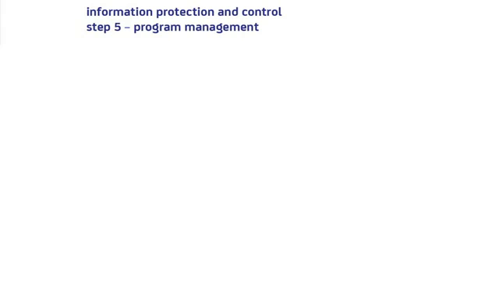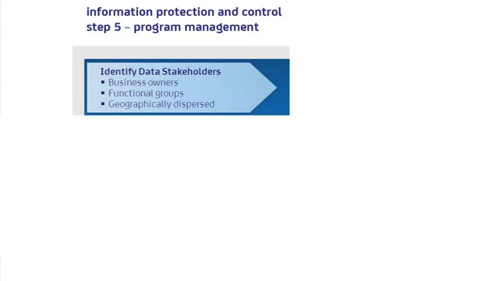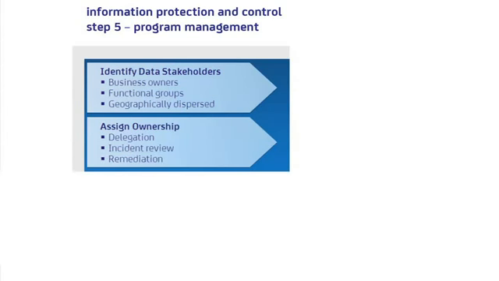In order to enable an effective information protection and control program, the following are key areas that must be taken into account. The first step is to identify key stakeholders that will play a part in your information protection and control program. They could be business owners across compliance, legal, finance, or security. They could be functional groups across different lines of business, or geographically dispersed players that must be tied in. The next step is assigning ownership responsibilities to these stakeholders. Responsibilities should include incident review, remediation, which should require interaction with a violator, or policy tuning for adjustments.